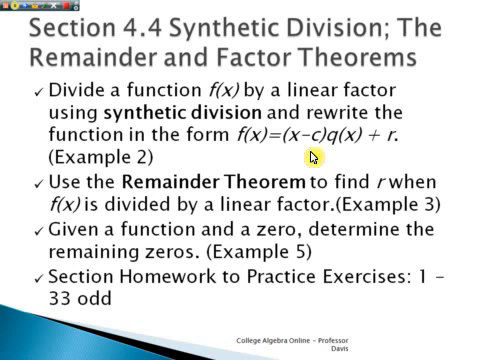The main goal is to be able to rewrite a higher order polynomial function f of x in the form a linear factor x minus c times some quotient, which will be another lower order polynomial q of x, plus some remainder. And so we want to take a look at example 2 to see how that's done. And then a couple other theorems that are involved in this section.